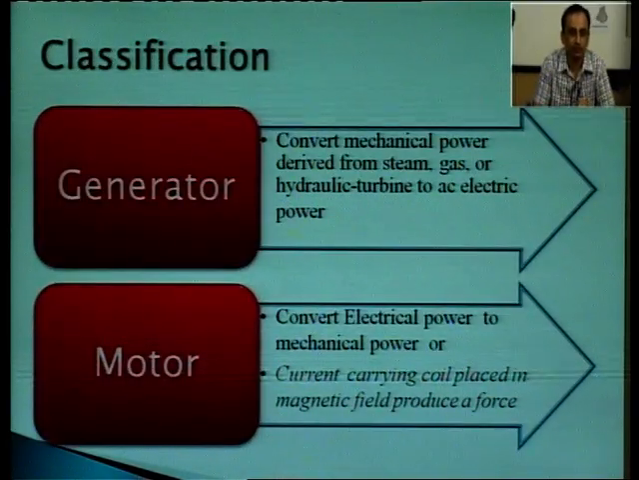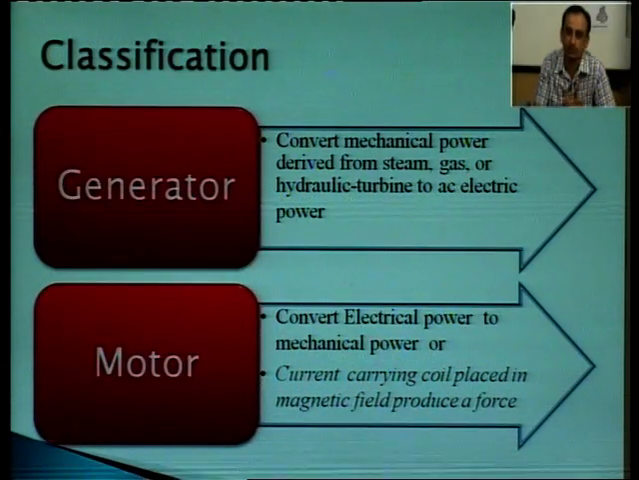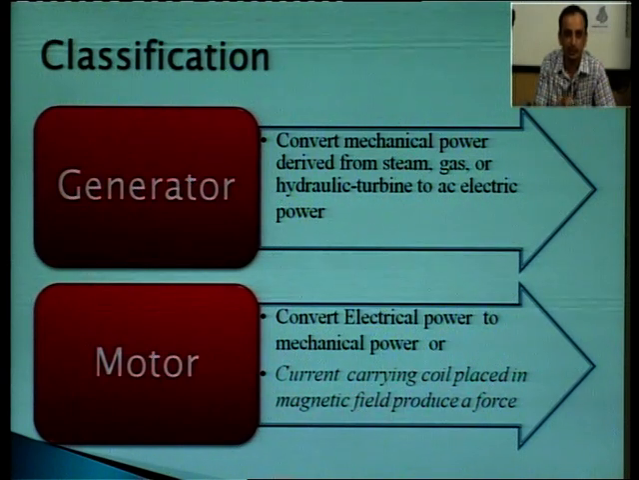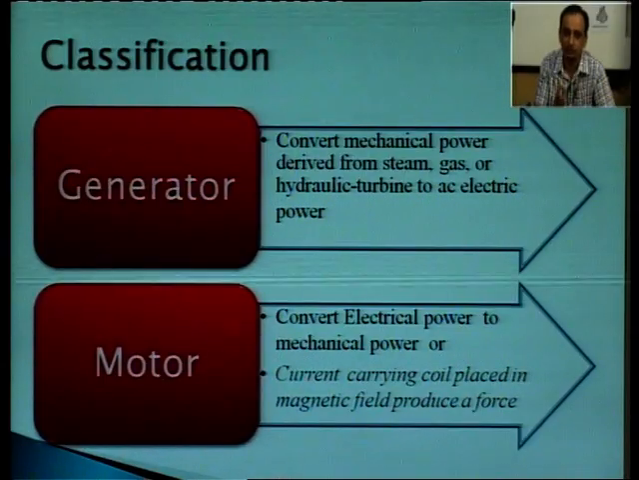Another simplest way of classification is that a machine can either be a generator or a motor. A generator, as we know, converts mechanical power to electrical power. So we supply this mechanical power through steam turbines, hydraulic turbines, and in return we get electrical output, and it can be AC as well as DC. So we call it an AC generator or DC generator.